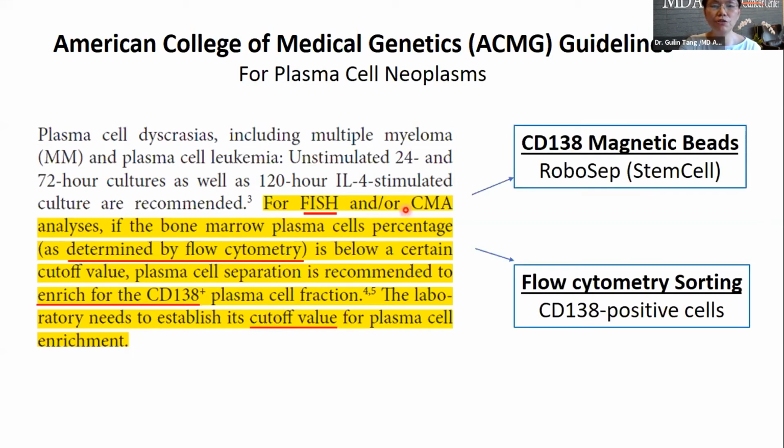So for the enrichment, there are commonly two major ways. One is the CD138 magnetic beads, which we call the RoboSep cell, from StemCell Technologies. Another is flow cytometry sorting by the CD138 positive cells. Compared to flow cytometry, I think for the cytogenetics lab, this one is very, very easy to implement, and easy to run the test. I think it's also cheap.